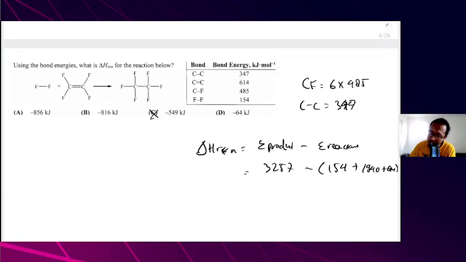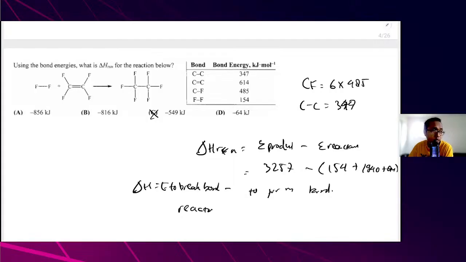So delta H of reaction is the total energy to break bonds minus the energy to form bonds. Breaking bonds is the reactants. Forming bonds is the products.